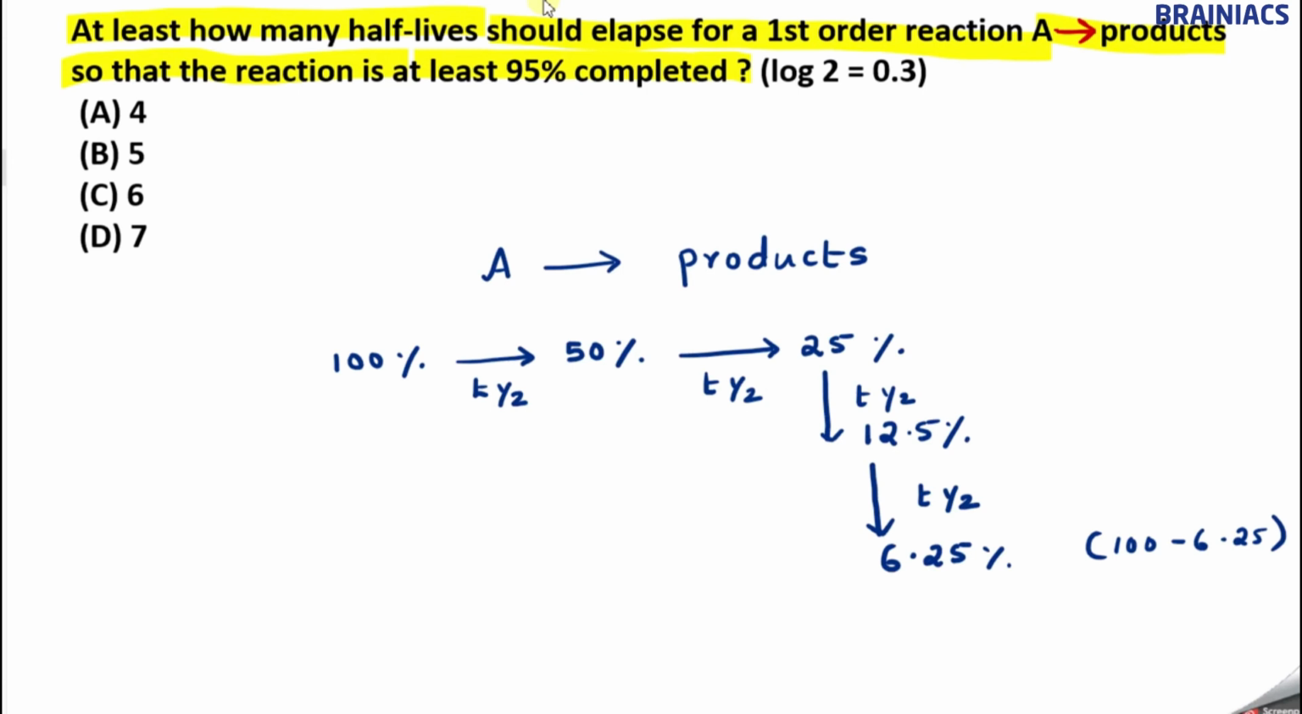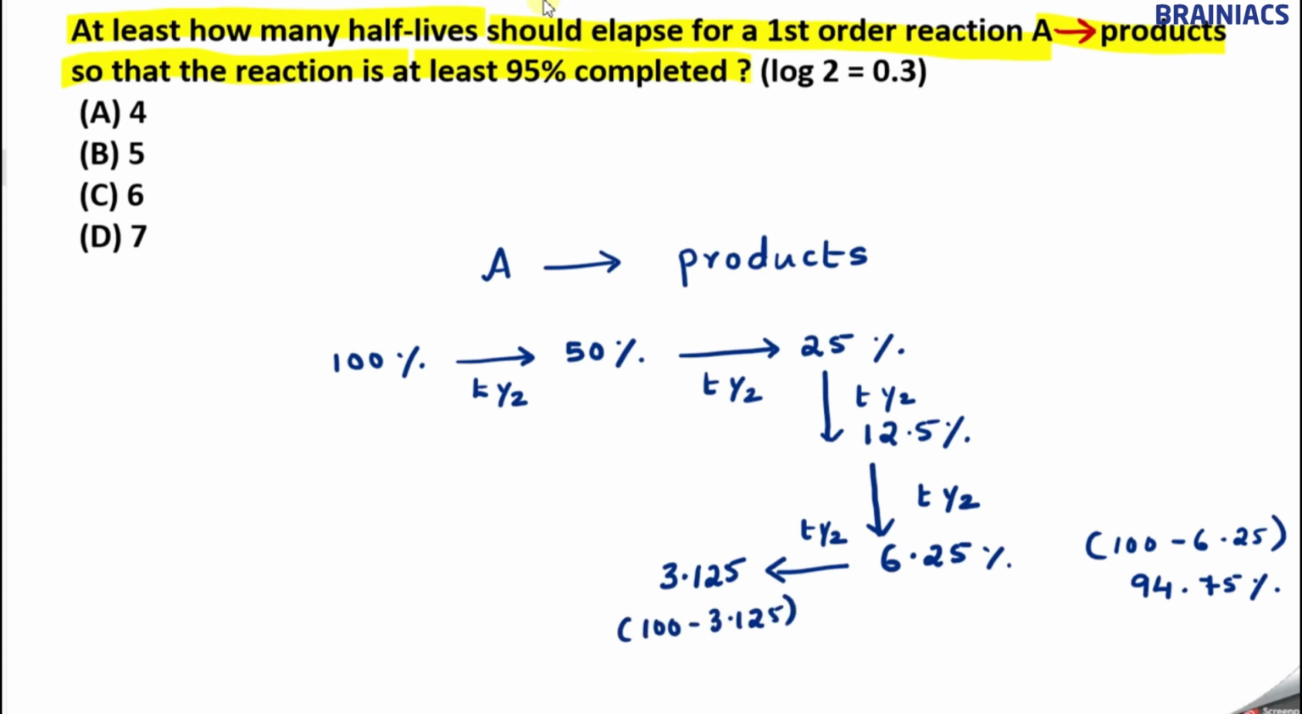That means how much can we say? If it is 6, then 100 minus 6 is 94. So 6.25 means 93.75 is completed. But they are asking how many t half would be taken if 95% needs to be completed. So we know that one more t half is required for completing 95%. Another t half means this will become 3.125. So now only 3.125 is remaining, that is 100 minus 3.125, and it has crossed 95%.